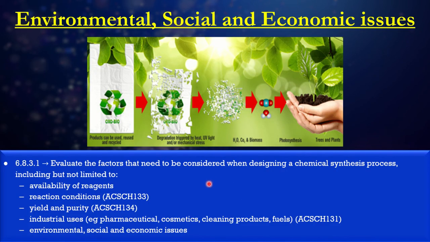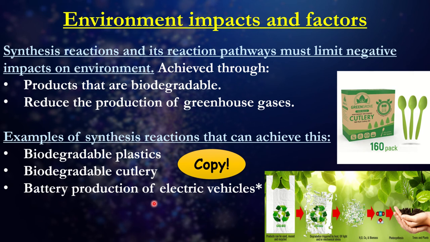So let's begin to look at factors that need to be considered when designing a chemical synthesis process. We're going to start with the environmental, social, and economic factors, and then we'll talk about the actual reaction itself, how that actually leads into what we need to talk about. So the first thing I want to talk about is the environmental impacts and factors that will affect synthesis processes. What we want to try and do is limit any negative impacts to the environment.